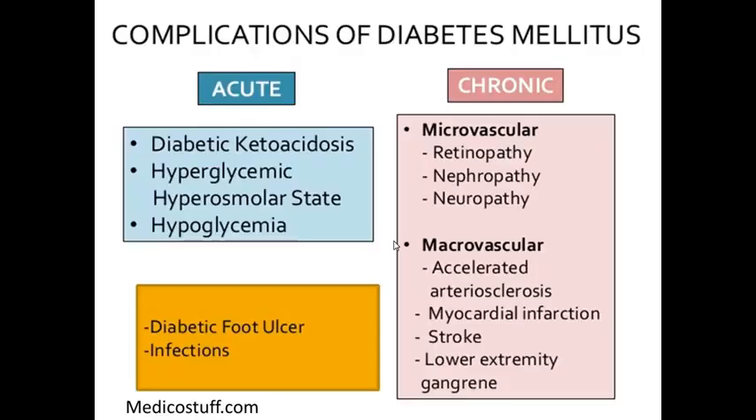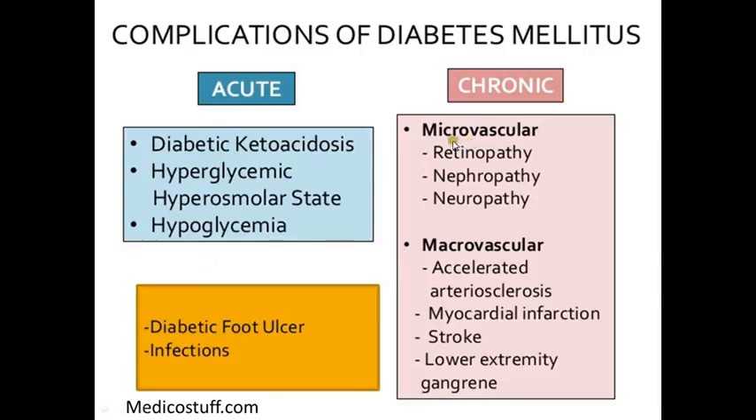Now coming to the topic, which is complications of diabetes. We have two main types of complications, acute complications and chronic complications. Important acute complications are diabetic ketoacidosis, hyperglycemic hyperosmolar state, and hypoglycemia. There are two phenomena which are also considered acute, which can lead to hyperglycemia: the Somogyi effect and the Dawn effect. I will talk about them next.